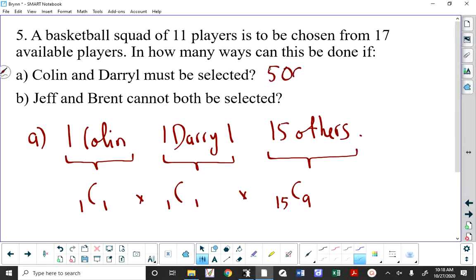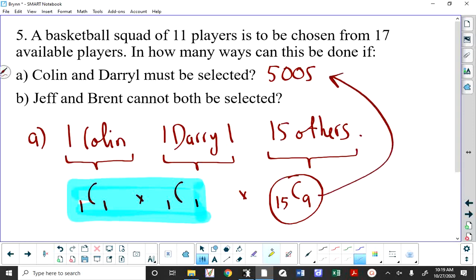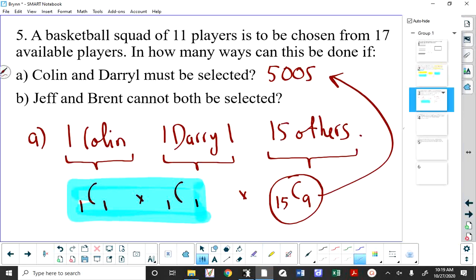What I would have done here, Brynn, is I would have simply just said this in my head. Of the 17 players, Colin and Daryl are already guaranteed positions on this squad, which means I don't even need to worry about them. I just need to choose 9 more players out of 15. So I wouldn't have included this 1 choose 1 and 1 choose 1. I would have just said, well, of the 15 remaining players, I need to choose 9, and 15 choose 9 will give you 5,005. Now, question B is a really sneaky question.